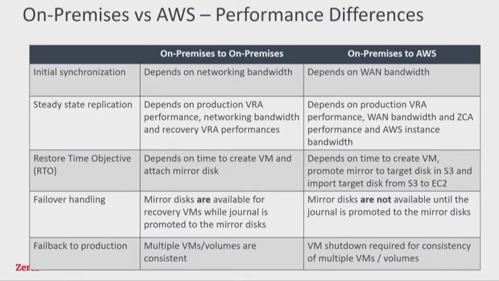To sum up some of these differences on what we've observed on the initial synchronization, oftentimes when you're on-premise, you're on your own LAN doing the initial synchronization, and on the cloud, you're typically going over a WAN.